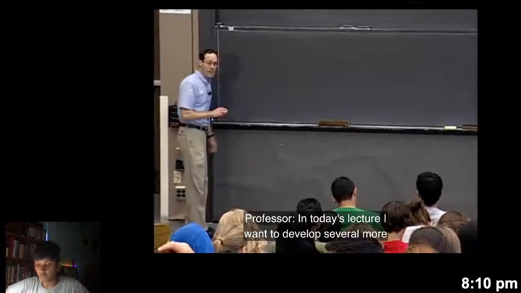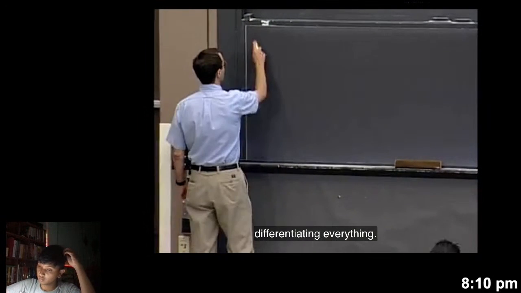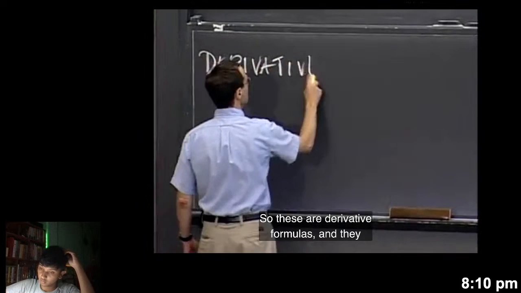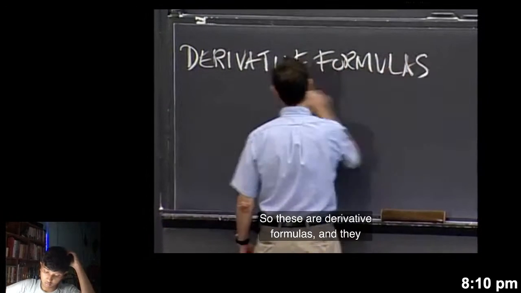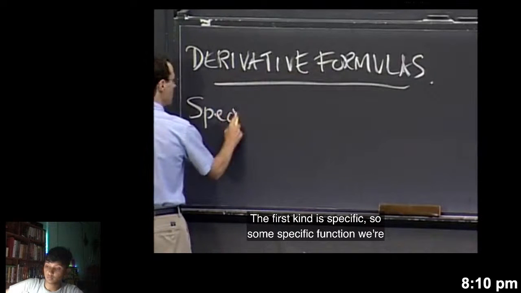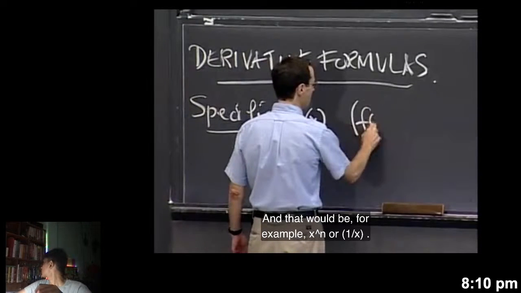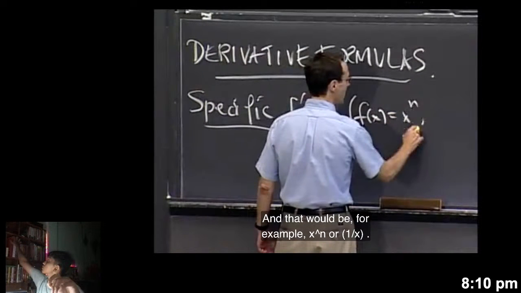In today's lecture, I want to develop several more formulas that will allow us to reach our goal of differentiating everything. So these are derivative formulas. And they come in two flavors. The first kind is specific. So some specific function we're giving the derivative of, and that would be, for example, x to the n or 1 over x. Those are ones that we did a couple of lectures ago.